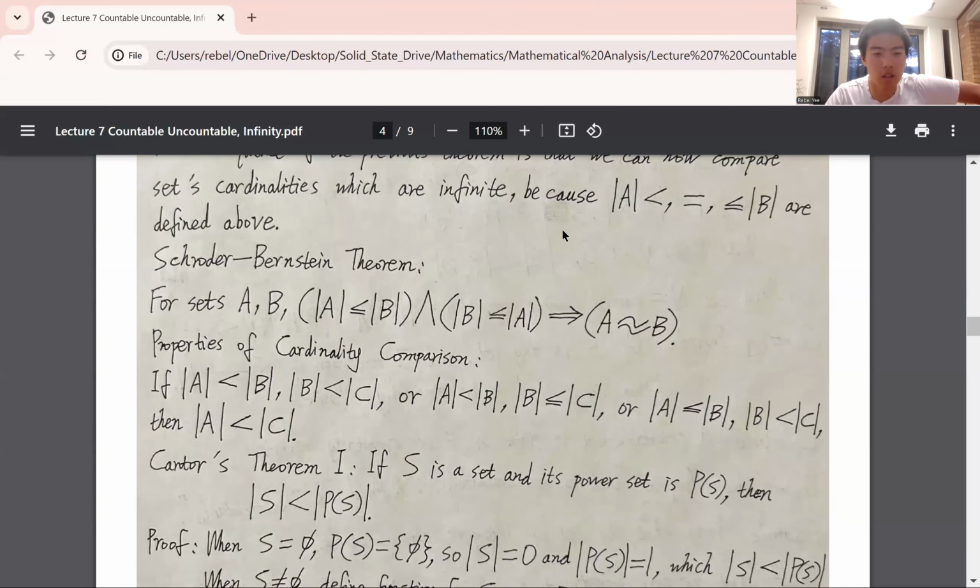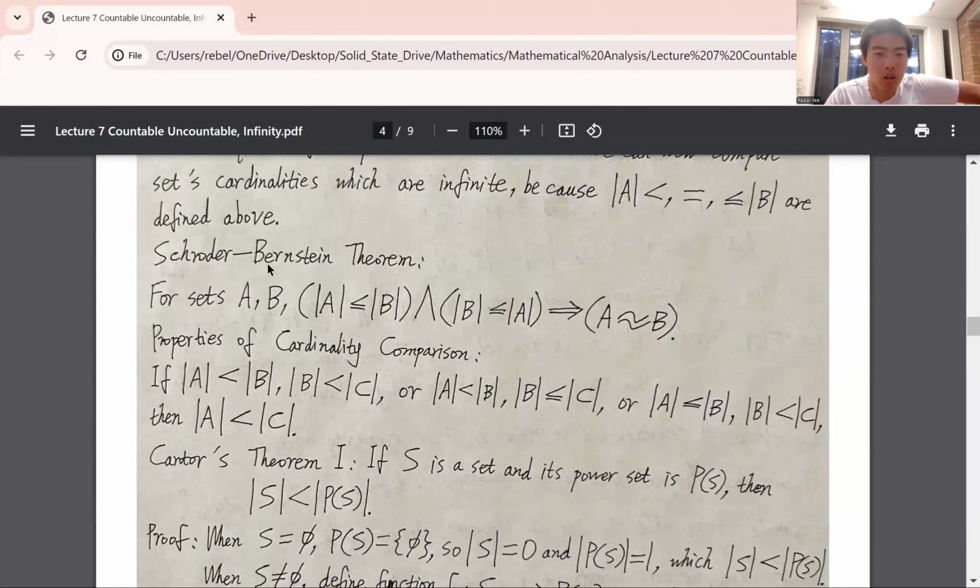And there's a theorem called the Schroeder-Bernstein theorem, also called the SB theorem, and it's very close to what we have talked about before. This theorem says for any sets A and B, not only finite, but also infinite, if the cardinality of A is smaller or equal to B, and B is also smaller or equal to A, then A has to be equal to B, or their cardinality is the same.